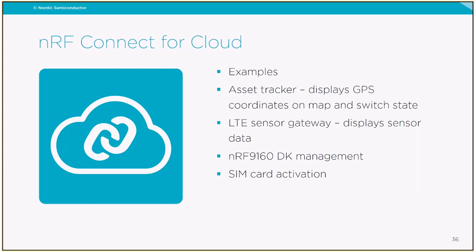And now on to the nRF Connect for Cloud part of our platform. Like I said, the asset tracker displays GPS coordinates on the map and switches a state. We also have the LTE sensor gateway, which displays sensor data from the Thingy:52. That's the one that uses Bluetooth, not LTE. And the nRF9160 DK management too.